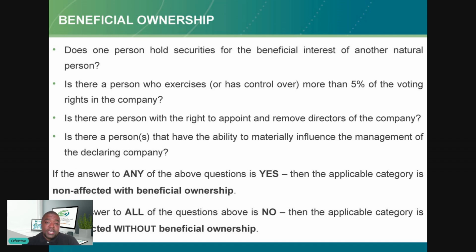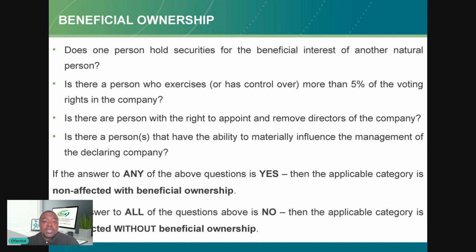The second question is: is the person holding more than 5% of securities or shares with voting rights? Is the person someone who has the right to appoint and remove directors in the company that you are declaring information for? And the last is: is the person or persons someone who has the ability to materially influence the management of the declaring company?